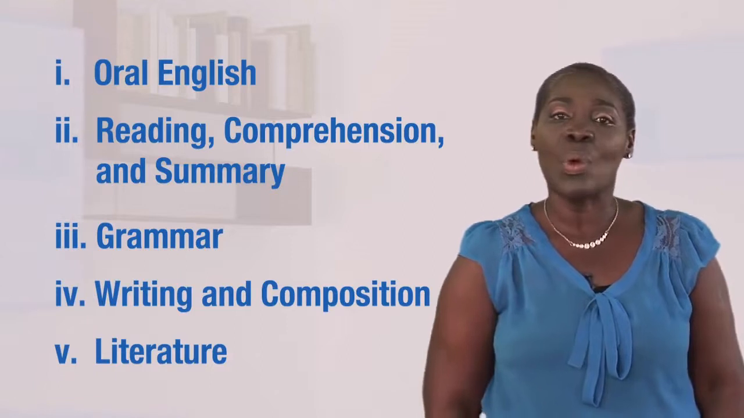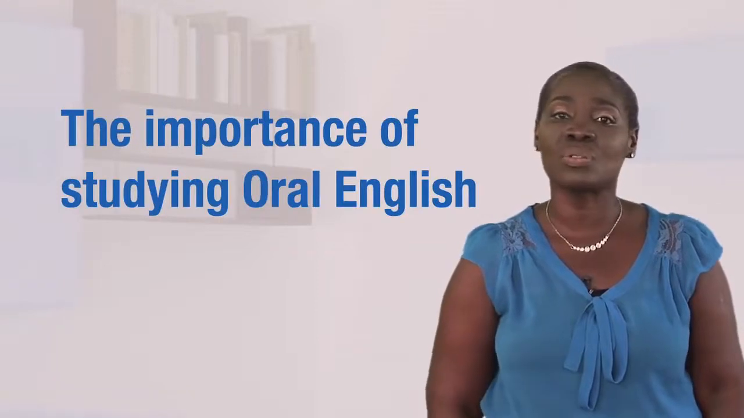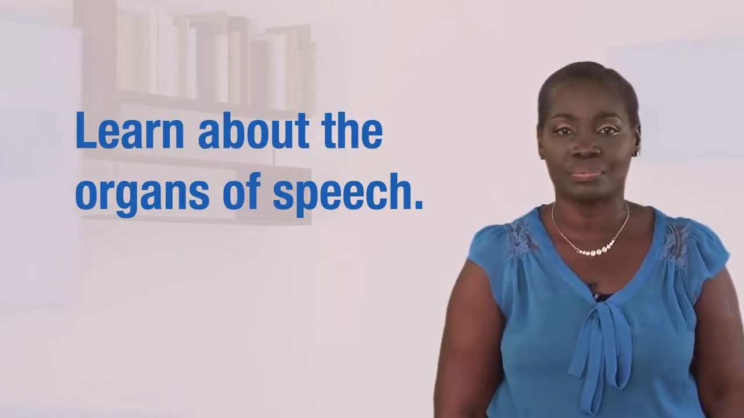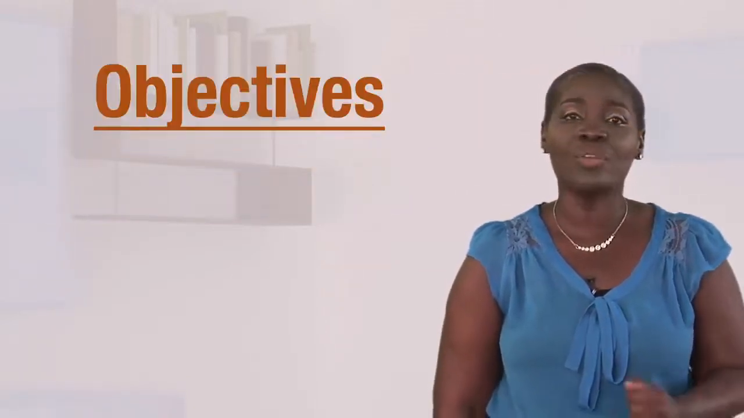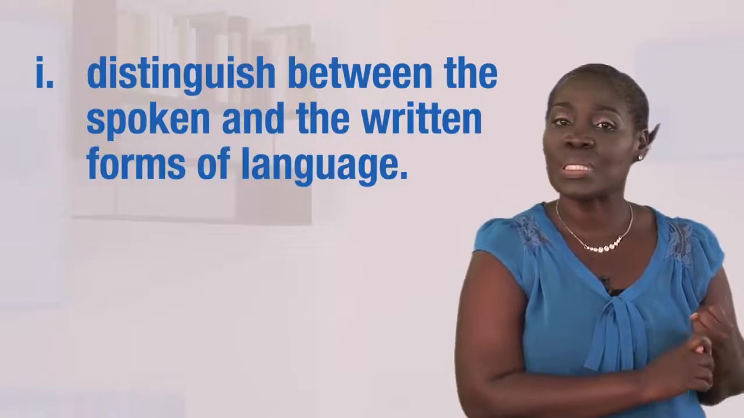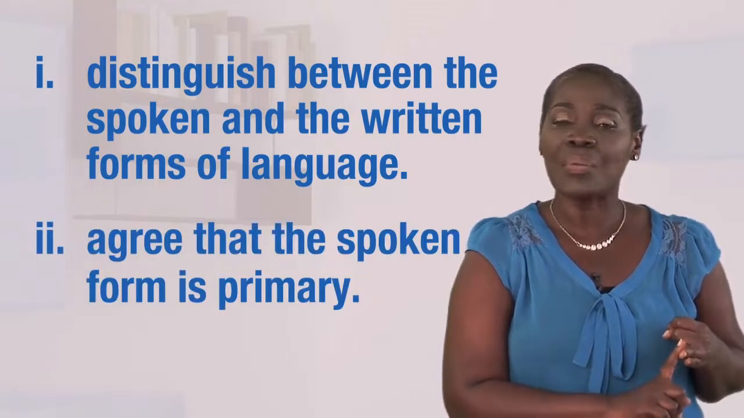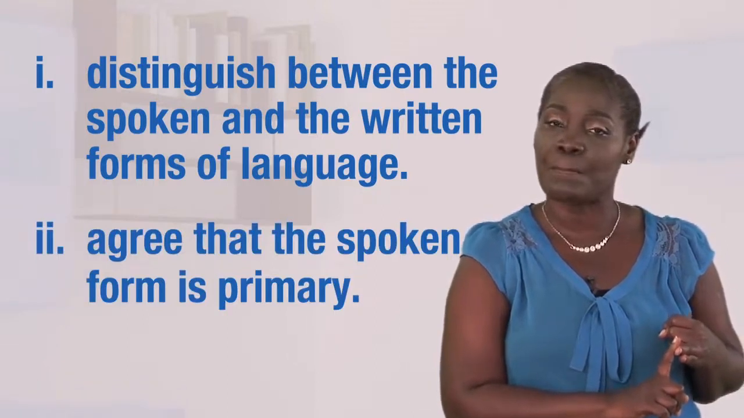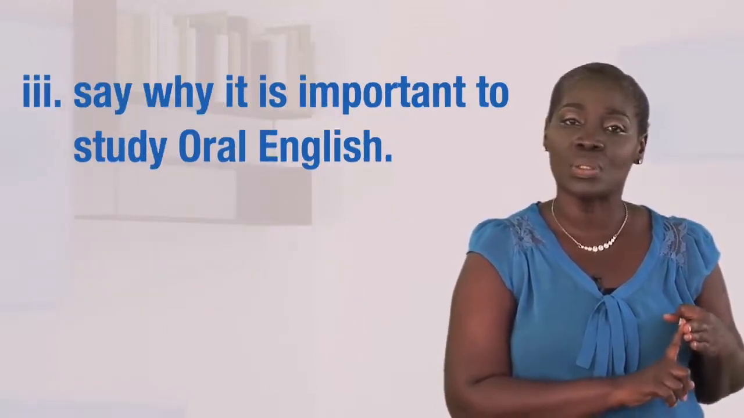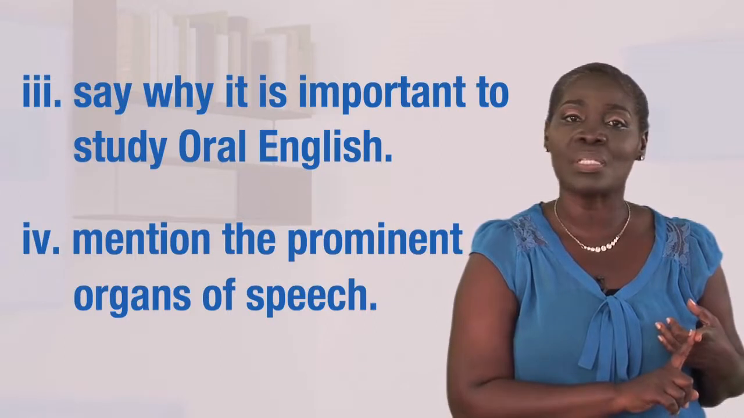In this lesson, we will begin by looking at the 2 main forms of language, the importance of studying oral English, and then go ahead to learn about the organs of speech. By the end of this lesson, you will be able to: 1. Distinguish between the spoken and the written forms of language. 2. Agree that the spoken form is primary. 3. Say why it is important to study oral English. And 4. Mention the prominent organs of speech.